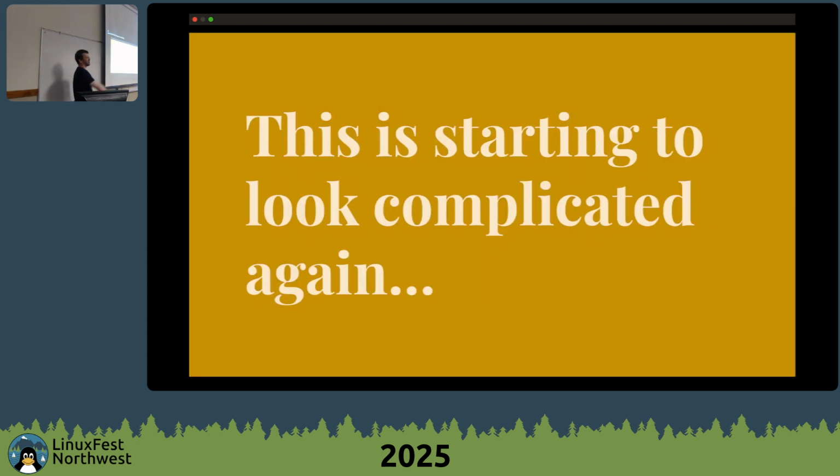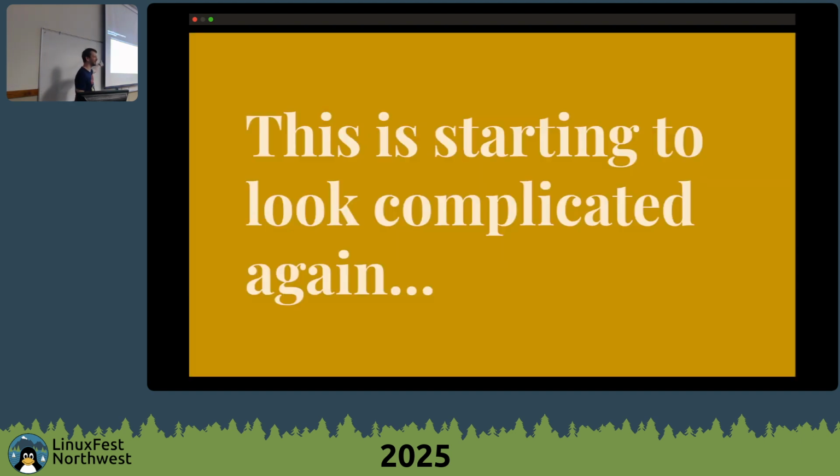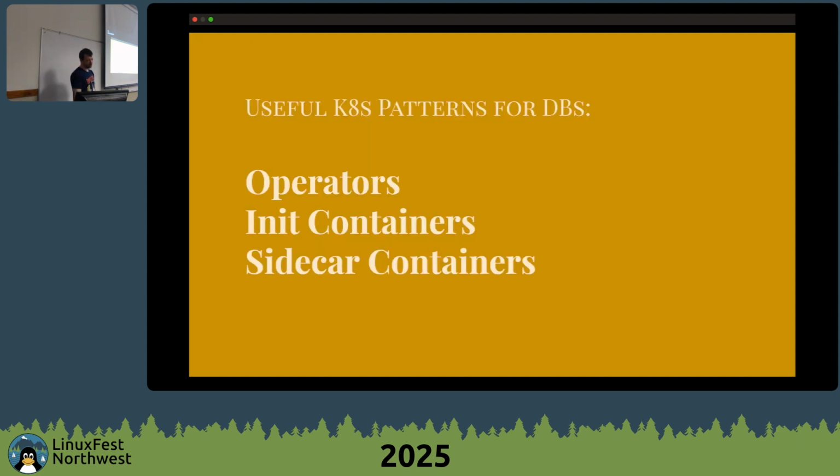This is starting to look complicated again, though, right? Like I promised that I was going to make this simple, and that's not simple. So let's simplify this. We can. We've got some useful patterns in the Kubernetes ecosystem to make this a lot easier. So these are the patterns, right? I'm going to talk about operators last, but then we also have init containers and sidecar containers.